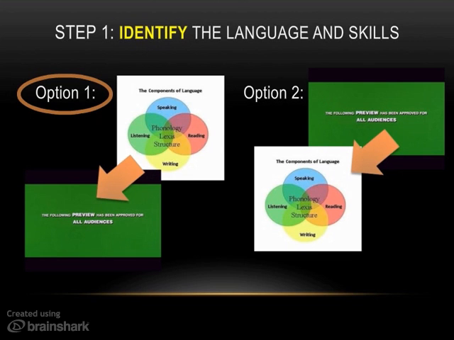Step 1, identify the language and skills. So I see this as having two options. You can either start with the language and skills that you want to teach, and then find a movie trailer that matches up with that. But you could also watch a lot of movie trailers and identify the language or grammar or different skills that you want in a variety of movie trailers, and then narrow that down. Either way, you're going to be identifying the language and skills either as you are choosing the movie trailer or before you choose the movie trailer. So sometimes step 1 and step 2 can get a little bit mixed together.